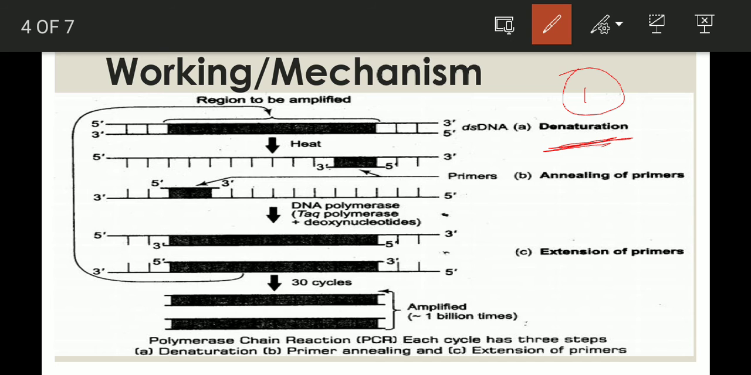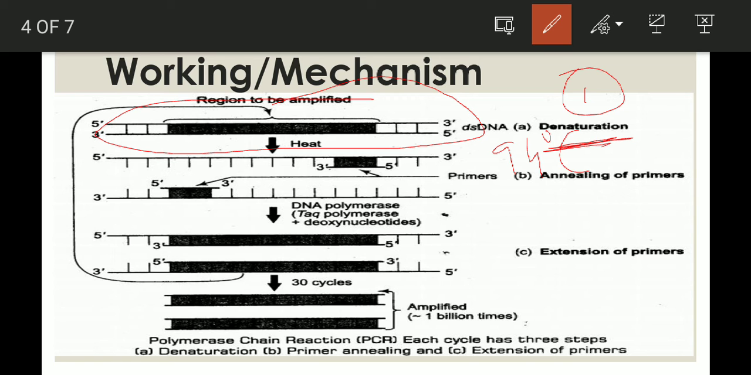This is the DNA template. When we heat this DNA template at 94 degrees Celsius, this DNA template will separate out.